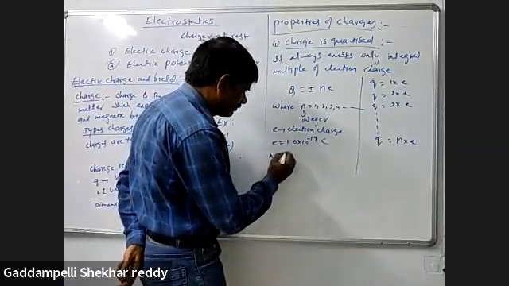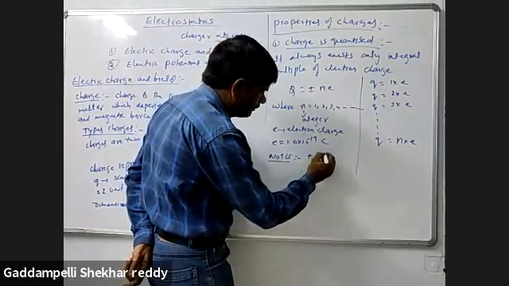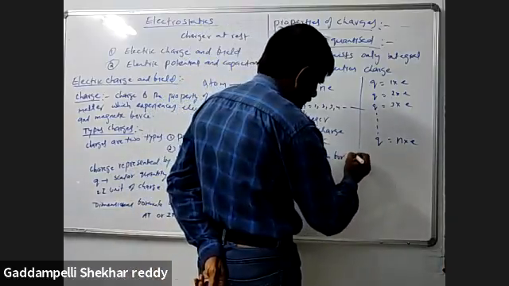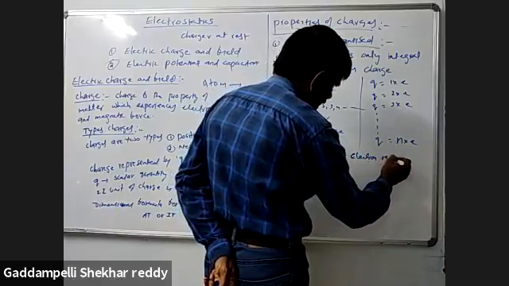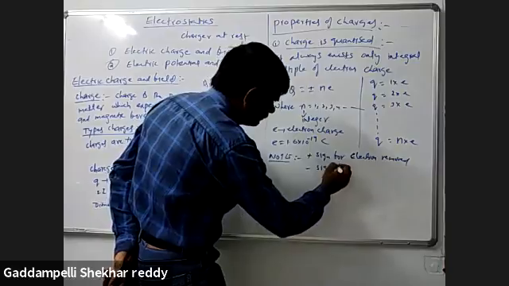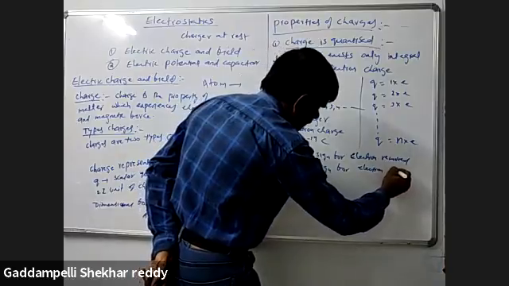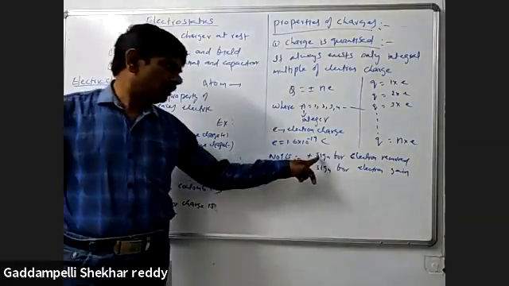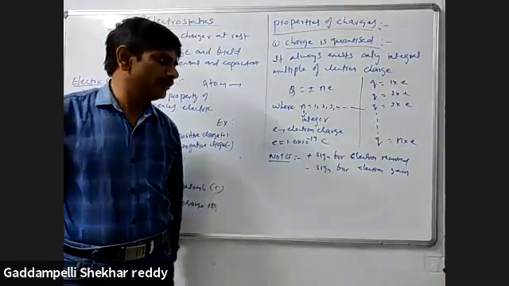Plus sign for electron removed. Minus sign for electron gain. So when the body loses electrons, it gets positive charge. To gain electrons, it gets negative charge.